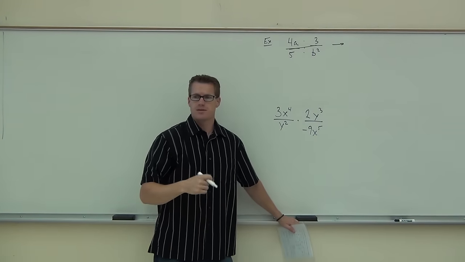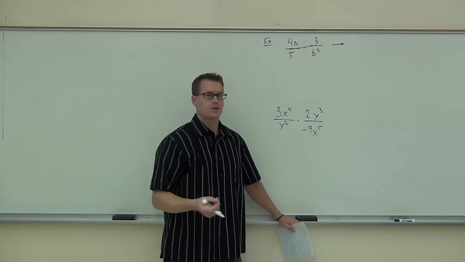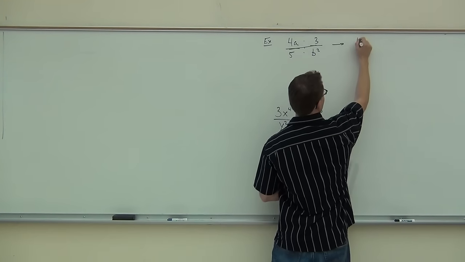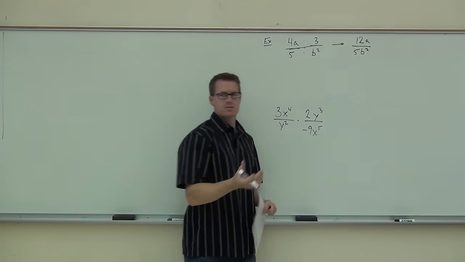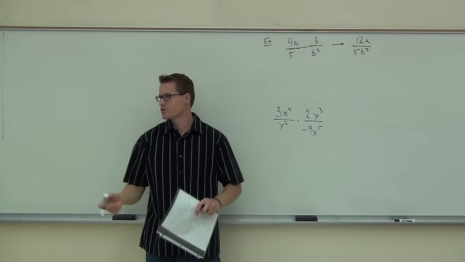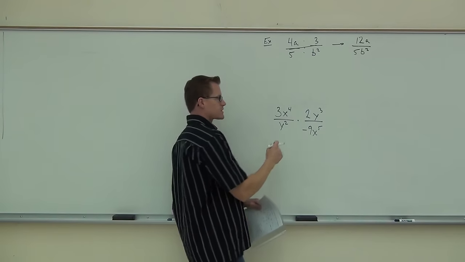Is there anything to simplify in this problem? No. No, there's really not. So we're going to keep on going and say this is 12a, this is 5b squared, and that's it. Sometimes you can't simplify anything. If there's no common factors, you're good. That's it.